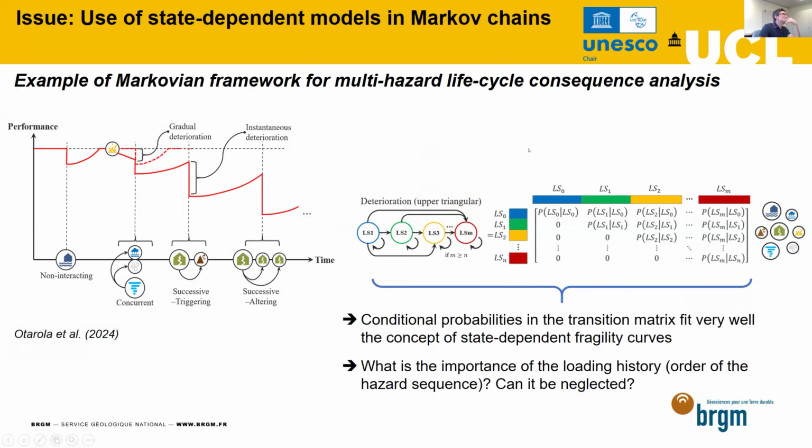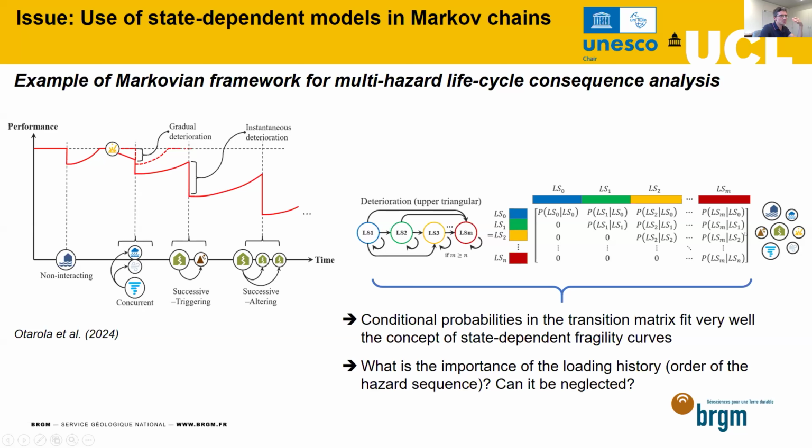And finally, one last issue also is the use of these state-dependent fragility models that we have seen. They are quite appealing because they can be used in, let's say, a Markovian framework. This is an example here of such a framework where you can really analyze and simulate the multi-hazard life cycle consequence analysis of a given structural system with different possible events occurring through its lifetime.